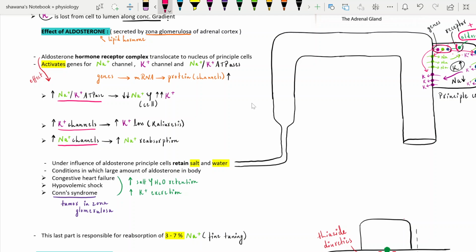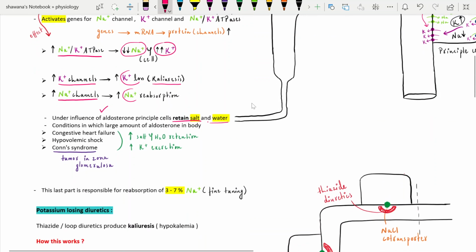It means that under the influence of aldosterone, sodium will be pulled out of the cell into the interstitium, and potassium will be taken in, which means that more potassium loss and more sodium reabsorption will occur along the concentration gradient. It means that under the influence of aldosterone, there will be salt and water retention, and potassium will be excreted, which means kaliuresis. Kaliuresis means potassium in the urine.